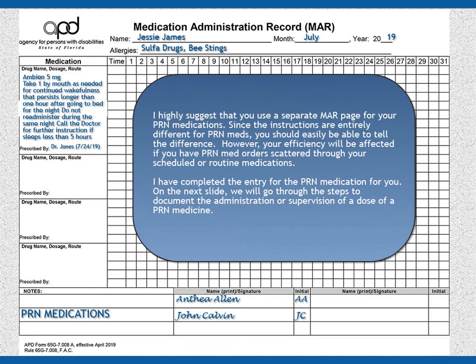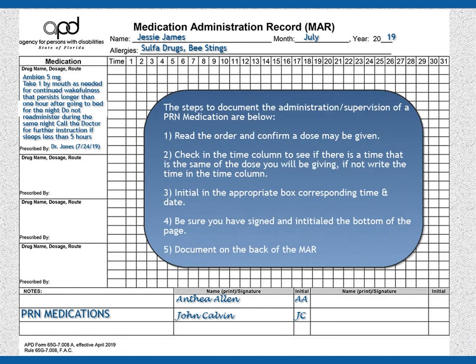On the next slide, we will go through the steps to document the administration or supervision of a dose of a PRN medication. The steps are below. 1. Read the order and confirm the dose may be given. 2. Check in the time column to see if there is a time that is the same as the dose you will be giving. If not, write the time in the time column.